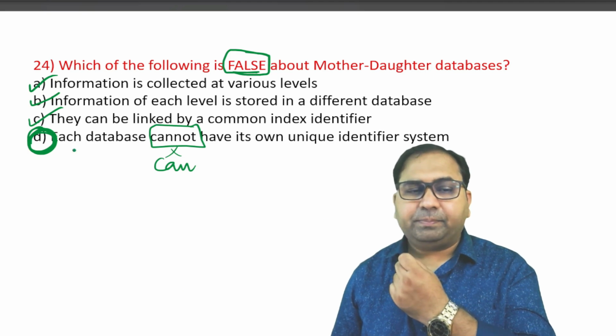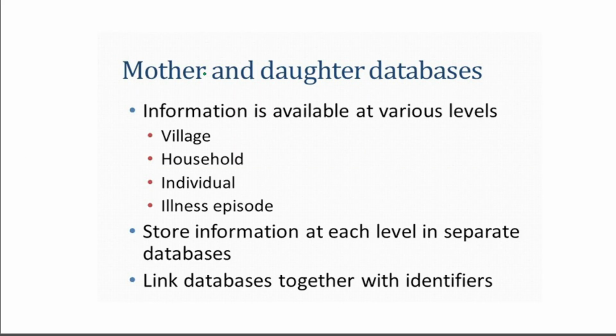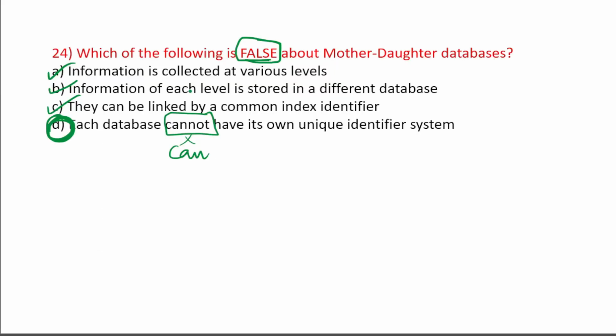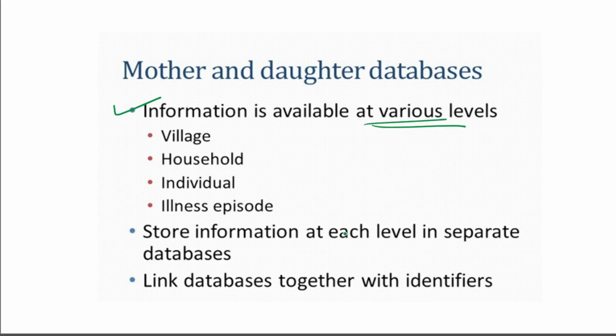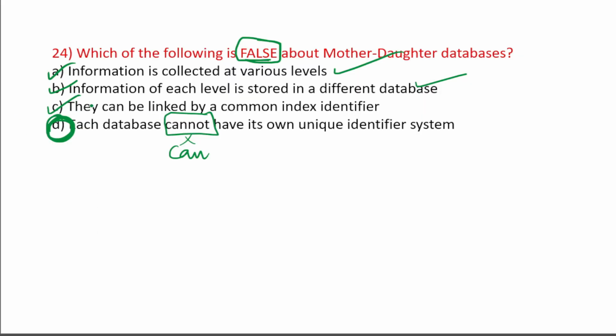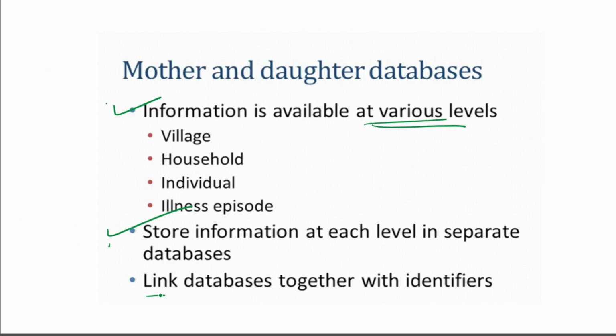See the slides below. This is one slide regarding the mother and daughter databases, where it has mentioned that the information is available at various levels. In the question also they have asked information is collected at various levels. Then secondly, information of each level is stored in a different database. Here the storage information at each level is in separate databases. Okay, so both the things are available. The next option mentioned is that they can be linked by a common index identifier. To link databases together with identifiers.